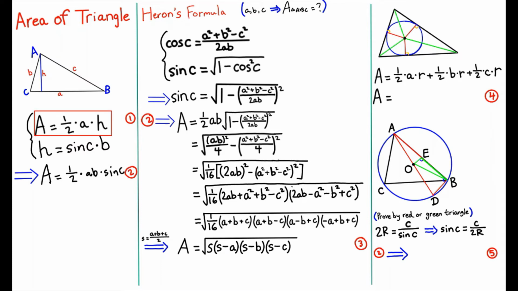Well, since the cosine of C is equal to A squared plus B squared minus C squared divided by 2AB because of the law of cosines, we can use that. But this is for cosine, not sine. So to convert cosine to sine, there's this formula over here, also known as the Pythagorean identity because it comes from the Pythagorean theorem. This formula states that sine squared C is equal to 1 minus cosine squared C. Put cosine C into here, then you'll get this equation over here.